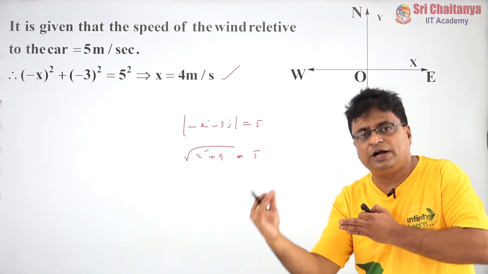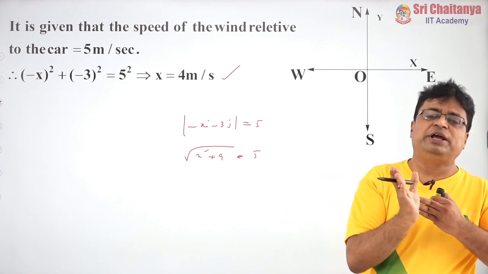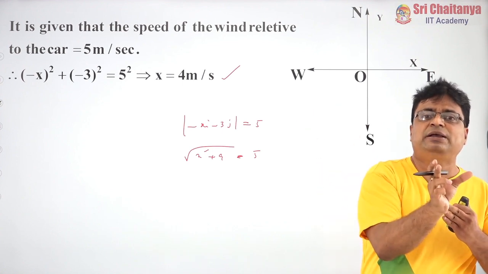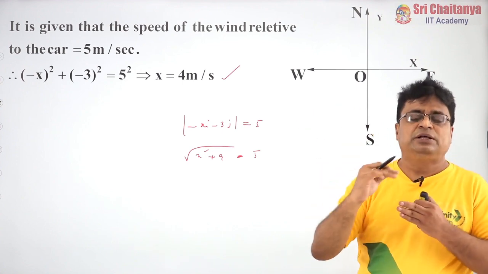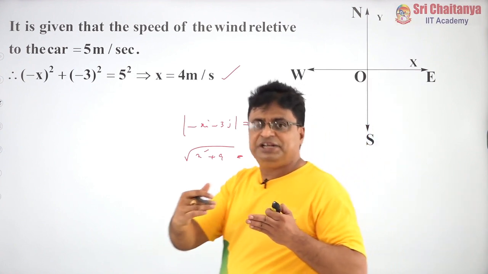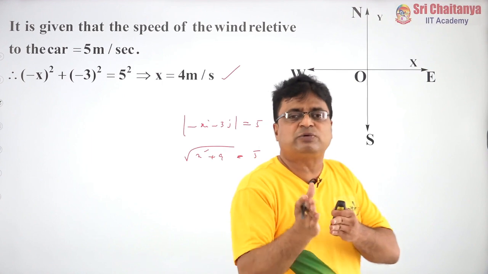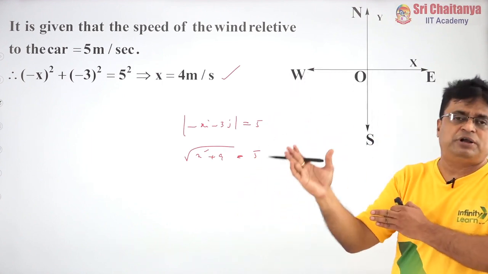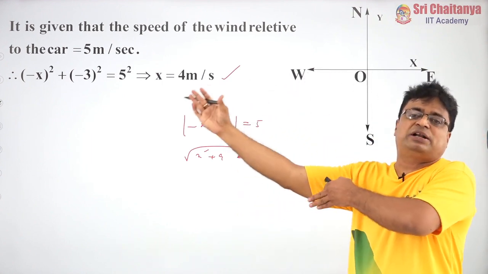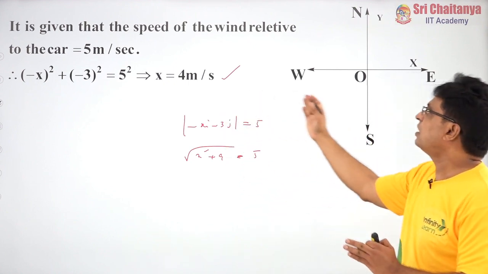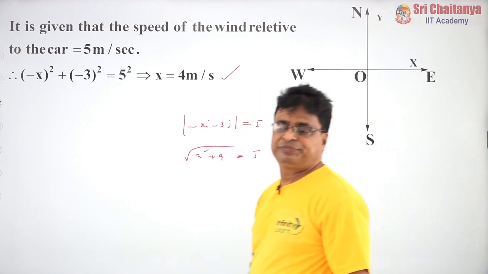Since it is given relative to the car, it comes in the negative direction. Therefore, it is the resultant of minus xi and minus 3j. The resultant means addition of these two, that means minus xi minus 3j, that indicates the velocity of the wind relative to the car. But the speed is given as 5, that means the magnitude of that vector is given as 5. You solve this, you will get x.